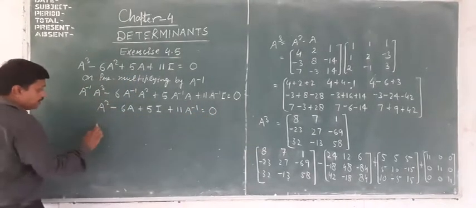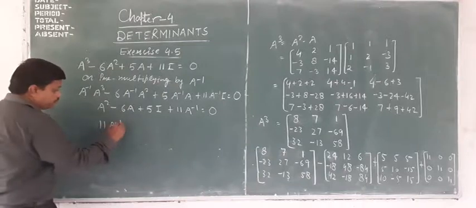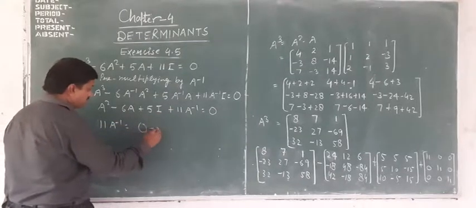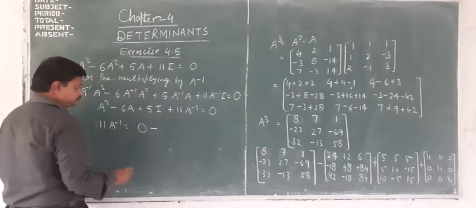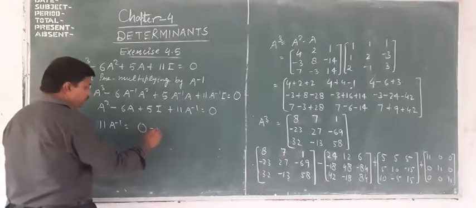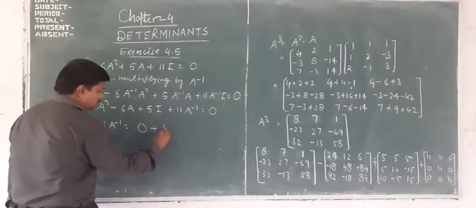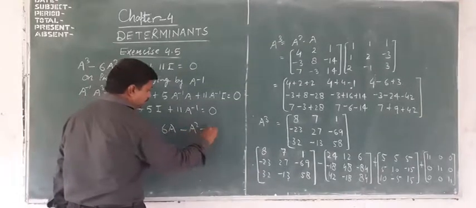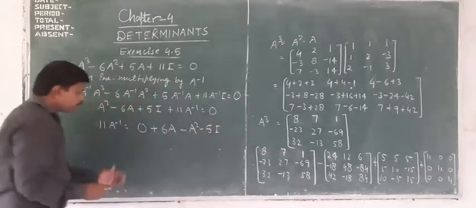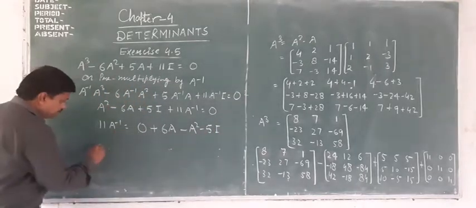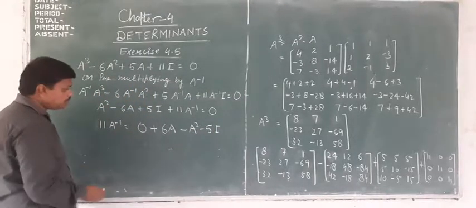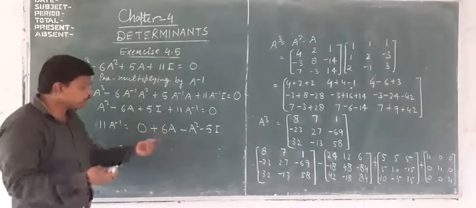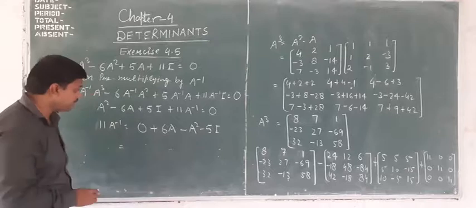So 11 A inverse equals the null matrix O minus A square plus 6A minus 5I. Putting in the values, the null matrix is no problem. You add 0, 0, 0, so there is no change in any matrices.